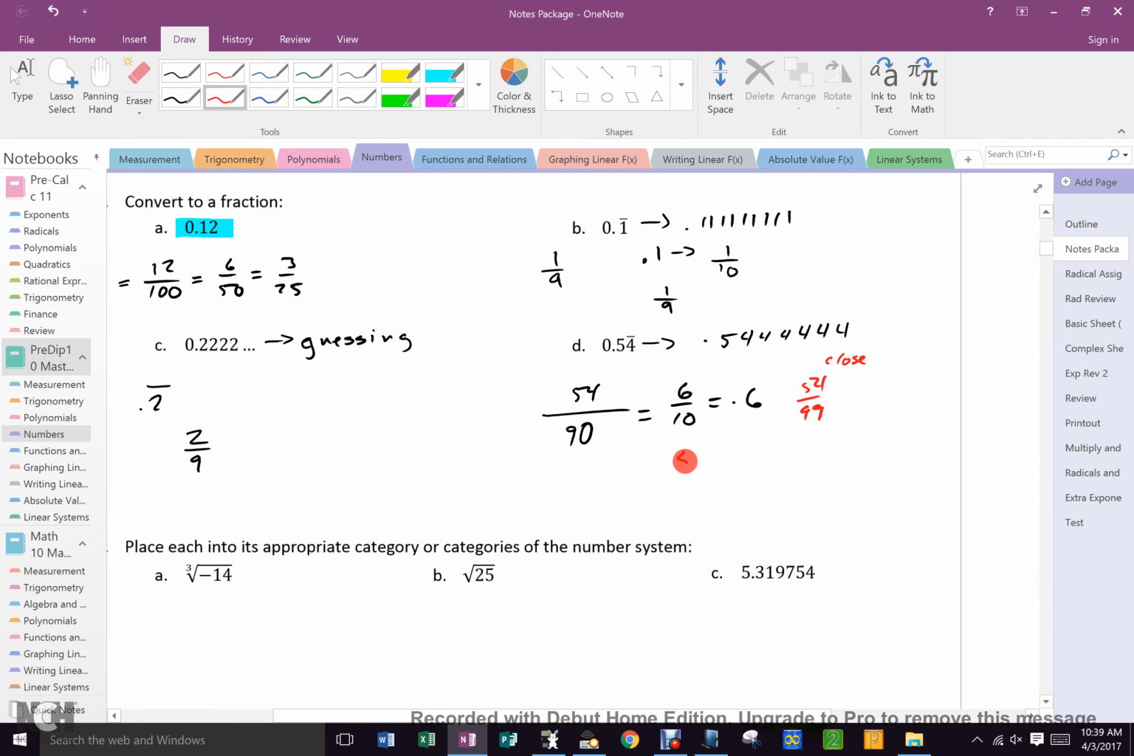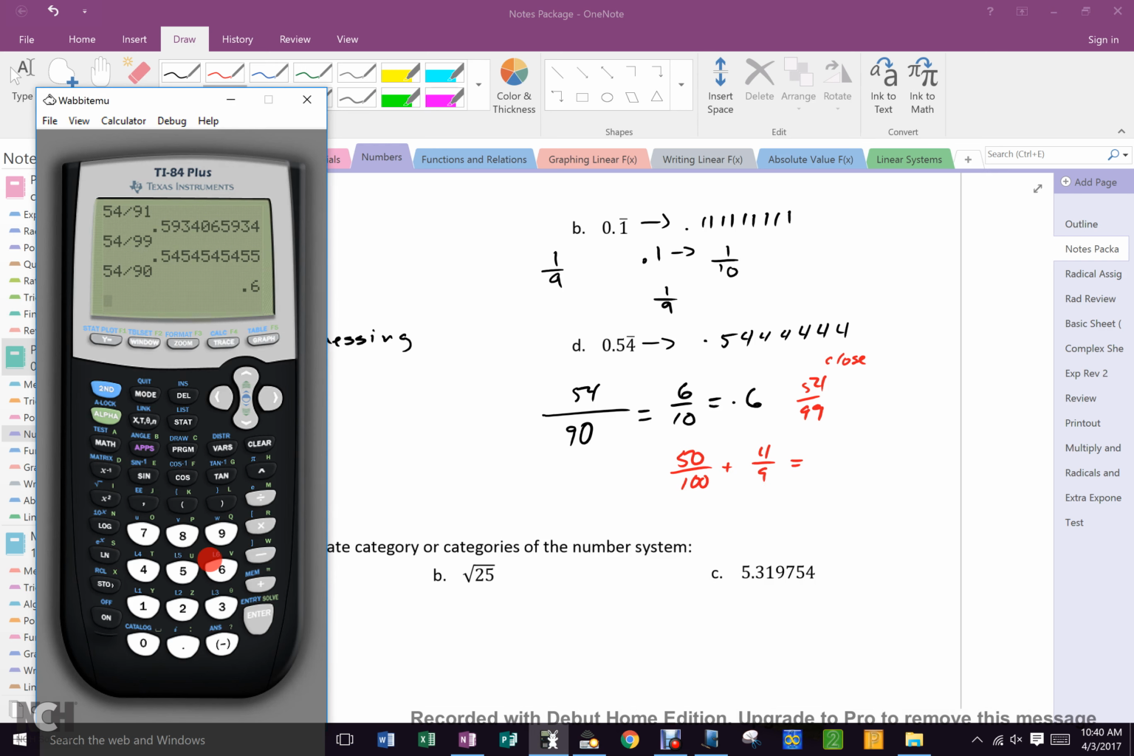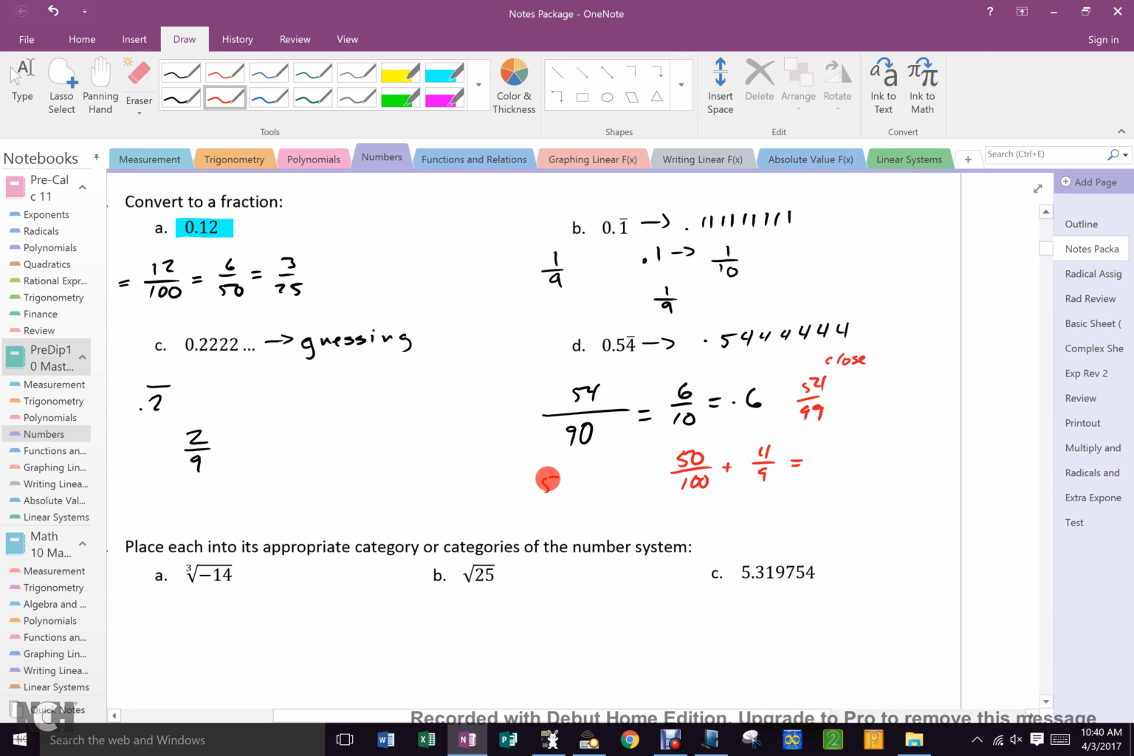Okay, so 50 over 100 plus 4 over 9. Let's see what that gives us. So we know that's 0.5, yeah? 4 divided by 9 is 4, 4, 4, 4, 4. So I would have 0.5 plus 0.4, 4, 4, and so on, right? So what is that? Doesn't quite work, does it? But I like what you're thinking. Again, you're thinking along the right track. You're splitting it up. Okay.